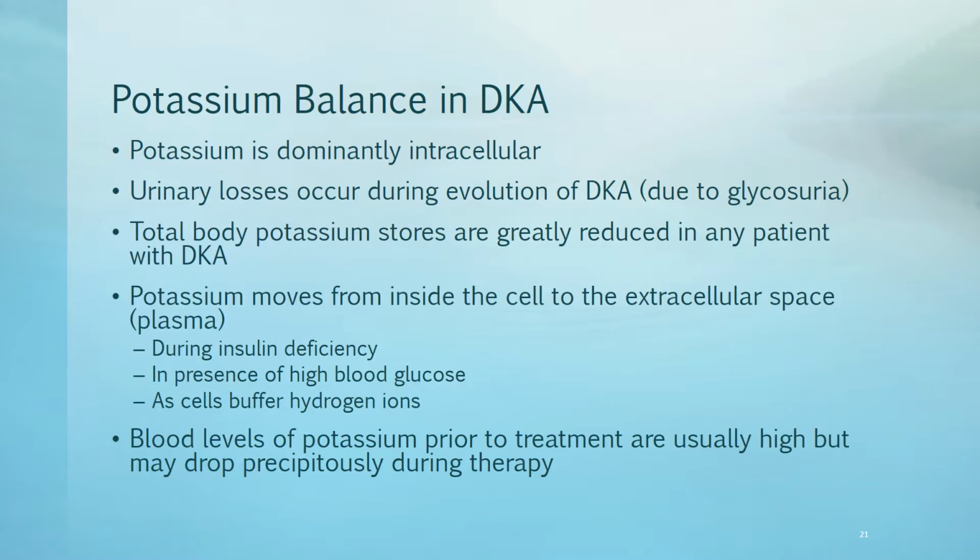We know that potassium moves from inside the cell out into our plasma. Our levels, meaning it's in our bloodstream, it's hanging out there, because this insulin deficiency is unable to take it back into the cell. As we start giving insulin replacement to this patient, as mentioned before, this potassium is going to start making its way inside the cell. So the potassium prior to treatment is usually high, but it may drop during therapy because all of this potassium that was hanging out outside of the cell is now going to be transported back into the cell.